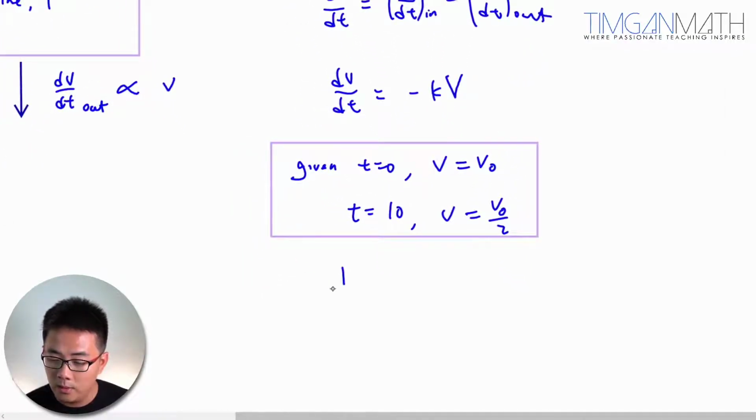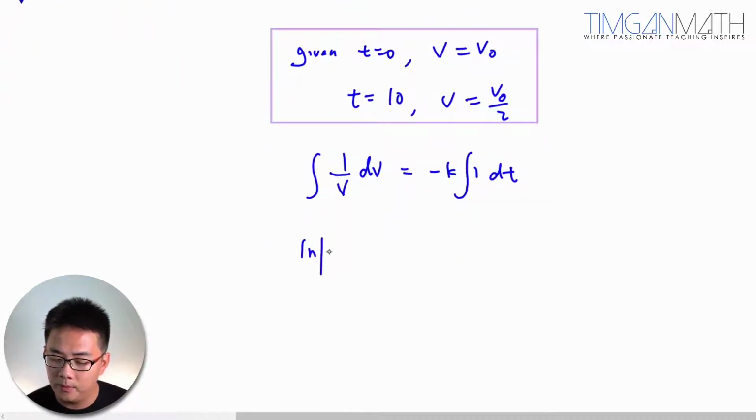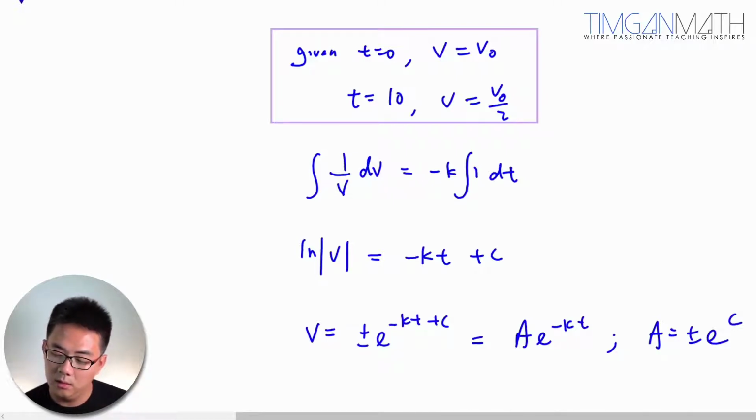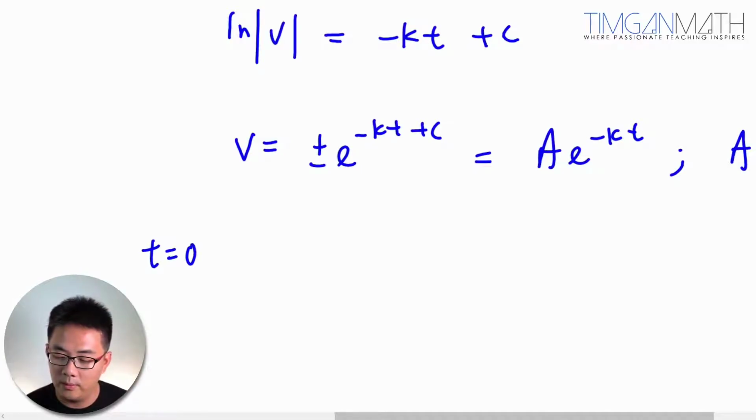So we get the integral of dV/V equals the integral of minus k dt. So ln V equals minus kt plus c. So V equals plus or minus e to the minus kt plus c, which is A e to the minus kt, where A equals plus or minus e to the c. When t equals 0, using the boundary condition, V equals V naught, so V naught equals A.